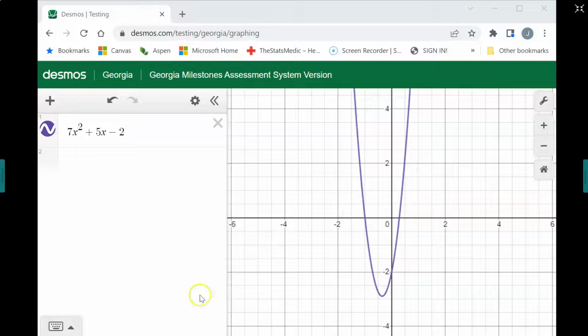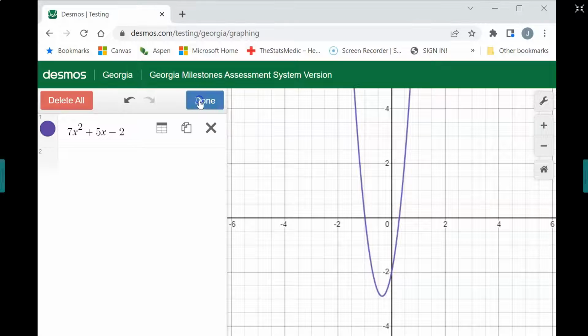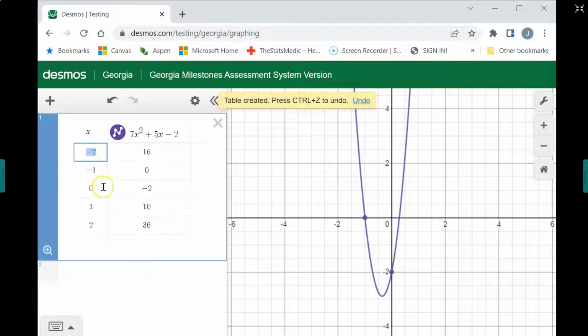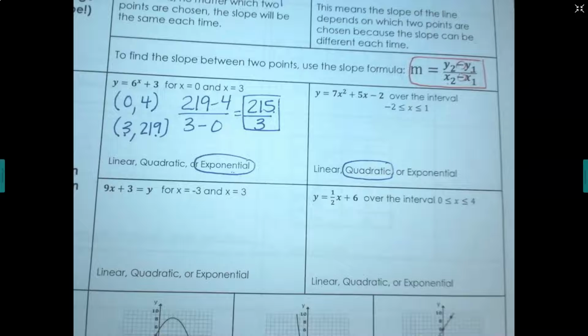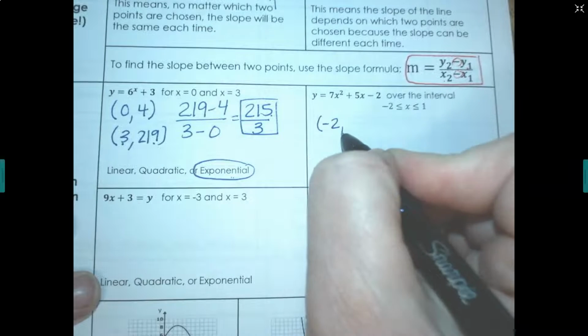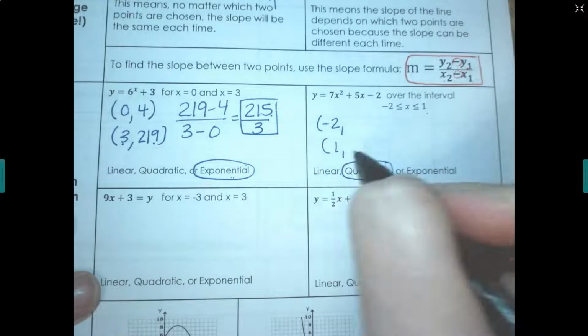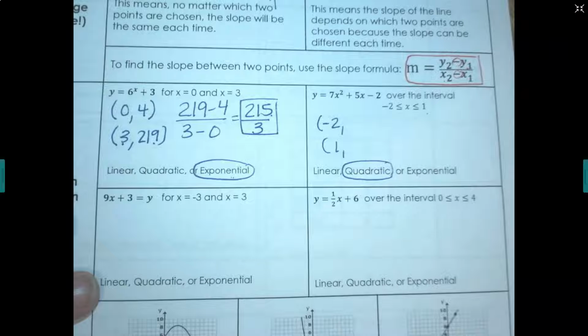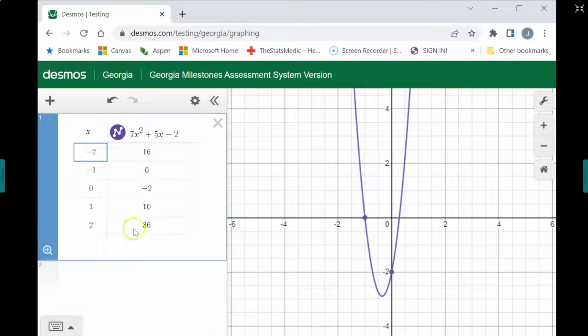So we're going to use our table of values just like we did before. Click on your settings wheel and choose the table, and it gives you the table of values for this function. So what are we looking for here? We're looking for when x is -2 and when x is 1. Let's go look at the table of values for that. When x is -2, y is 16. And when x is 1, y is 10. And that will give me my 2 points.